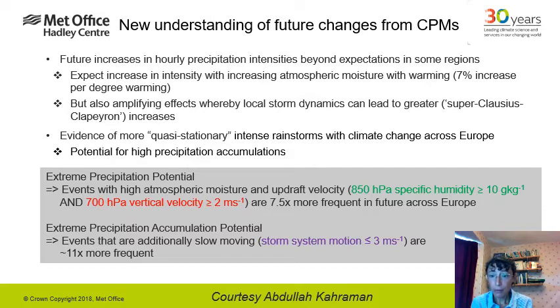And some work done by Abdullah in my team has shown that if we look at how conditions associated with high rainfall rates, so lots of moisture and uplift, they're about 7.5 times more frequent in the future across Europe. But if in addition we look at when these systems are moving slowly, so they have the potential for high accumulation, so high flood potential, they're 11 times more frequent in the future across Europe, again using this RCP 8.5 scenario.